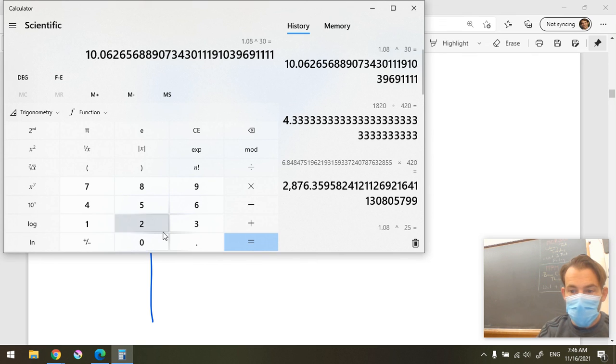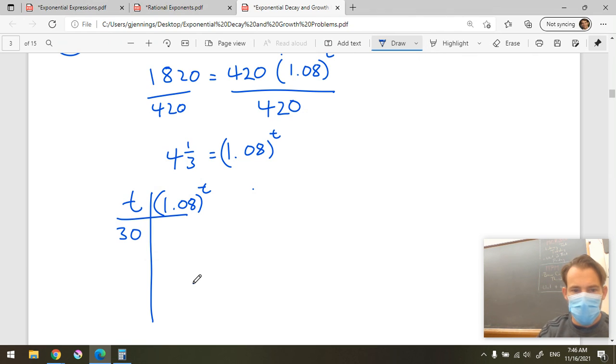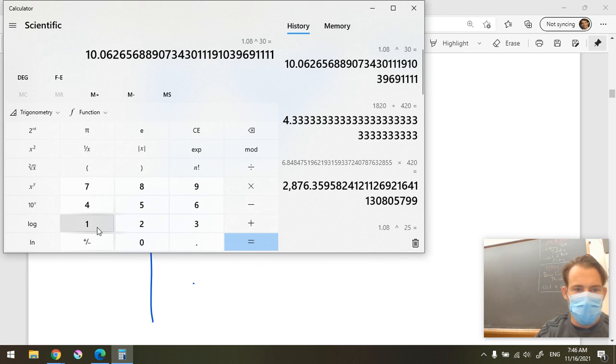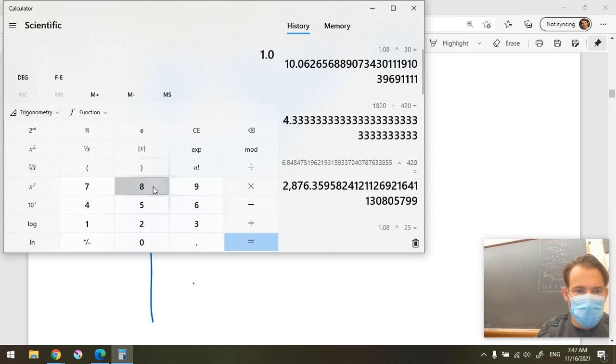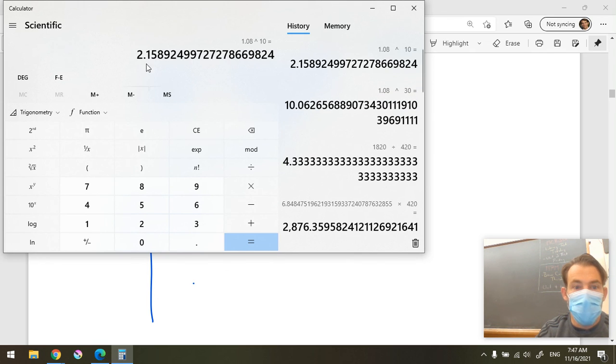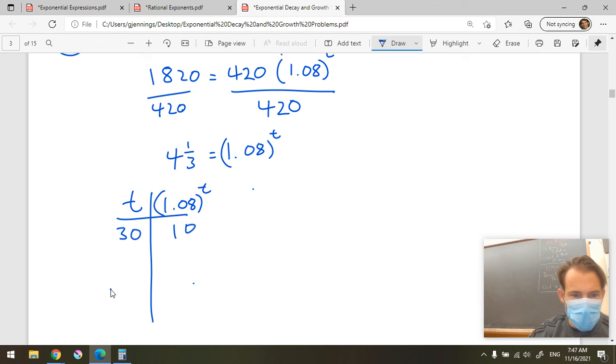Oh, that's bigger than 4. Bigger than 4 by a long way. So this was about 10. That's too big. And so now I'm going to guess smaller. Let's guess 10. 1.08 raised to the power 10 equals 2.15. It's too small. Okay, so now let's guess in the middle.